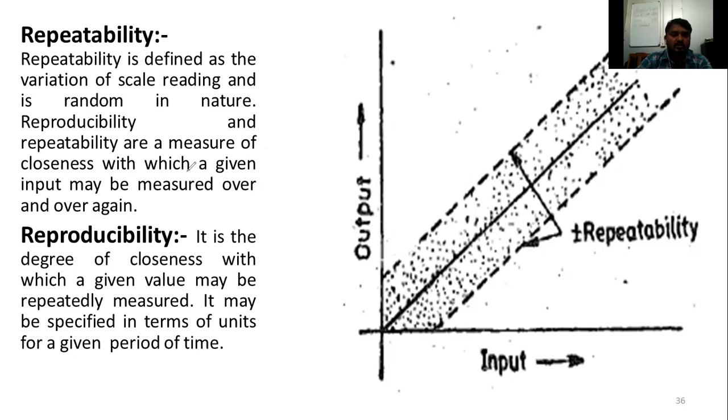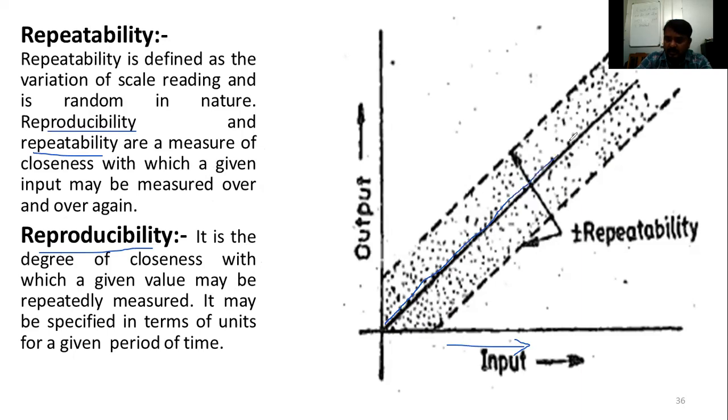Closeness with which a given input may be measured over and over again. The given input, we have to measure over and over again. That is why we call it reproducibility and repeatability. Reproducibility is the degree of closeness with which a given value may be repeatedly measured. The given value is repeatedly measured, so closeness is taken. Closeness means it should be like this.